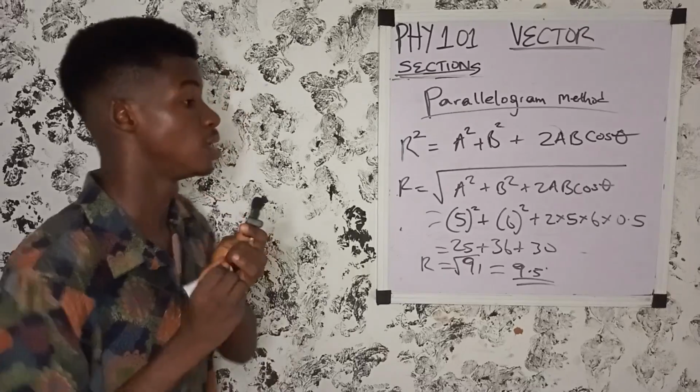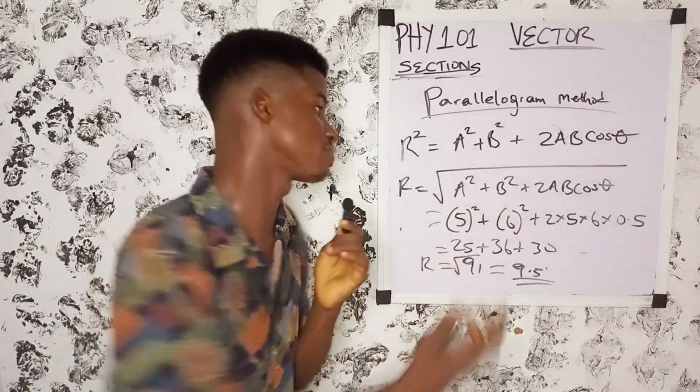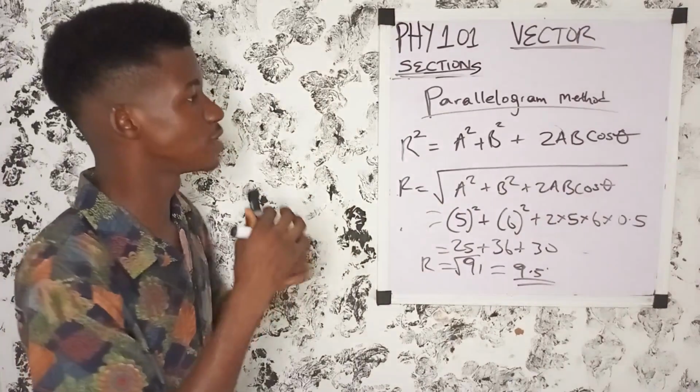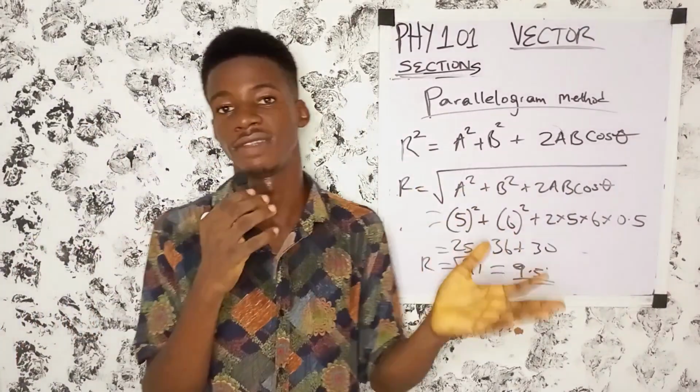So that is just it. Just know your A, know your B. They'll give you the question, they give the angle. Finish. So that is all about the parallelogram method of adding vectors.